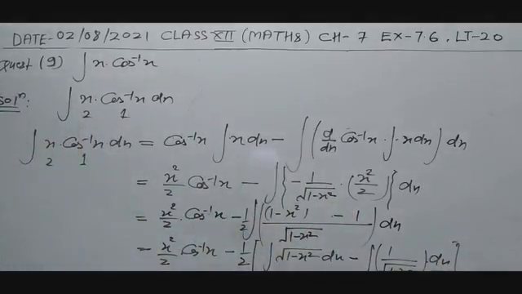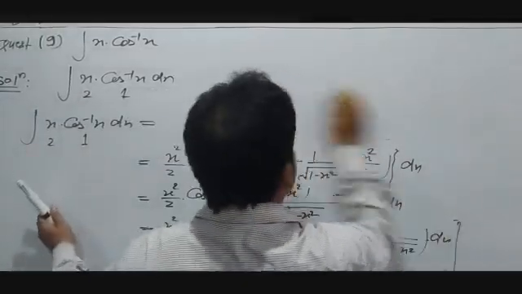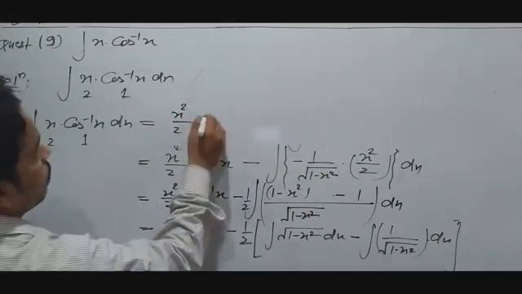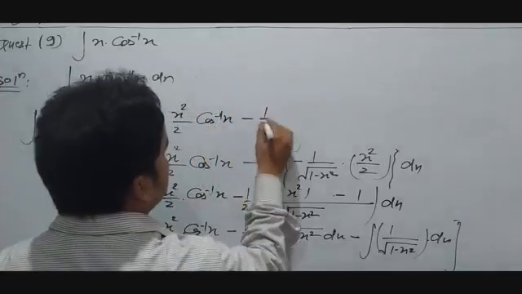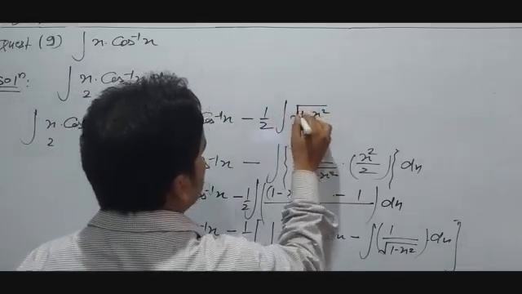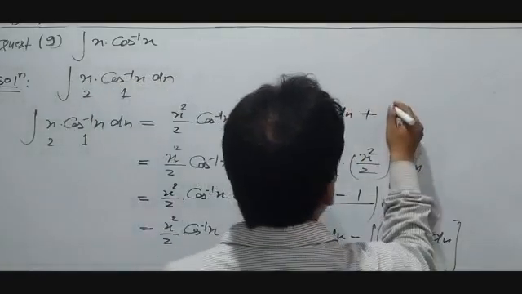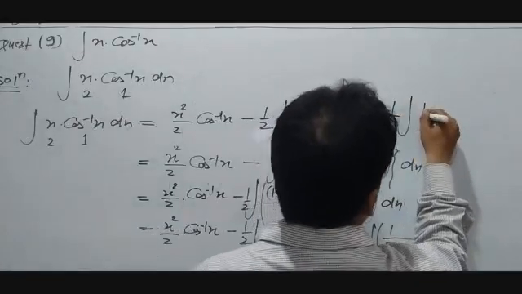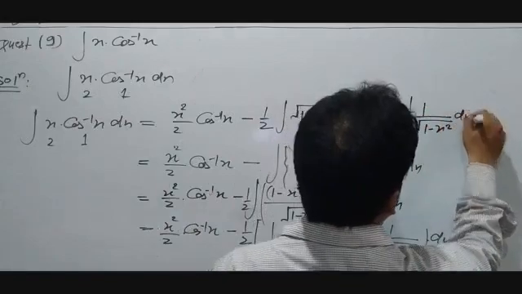Now you will see this integration format. We can write x square by 2 cos inverse x minus 1 by 2 integration of root over 1 minus x square dx, and plus 1 by 2 integration of 1 upon root over 1 minus x square dx.